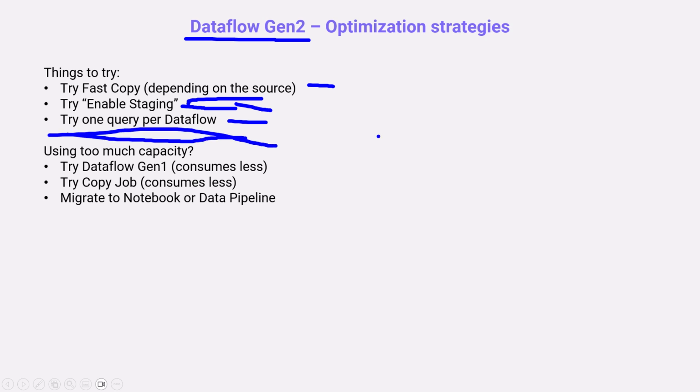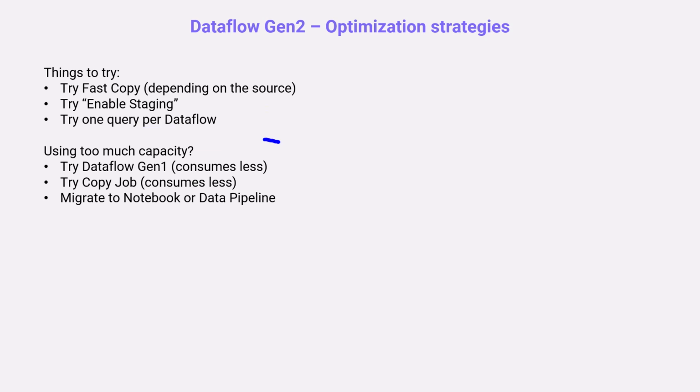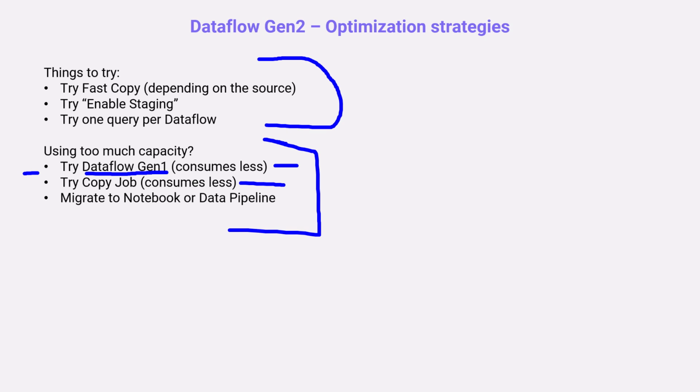One query per data flow if you can, and then just orchestrate them as separate data flows. If you've tried some of the optimization techniques here and you're still not getting good enough performance, then what you can do is try something else. So the Dataflow Gen1 consumes less capacity units. The copy job consumes a lot less capacity units.